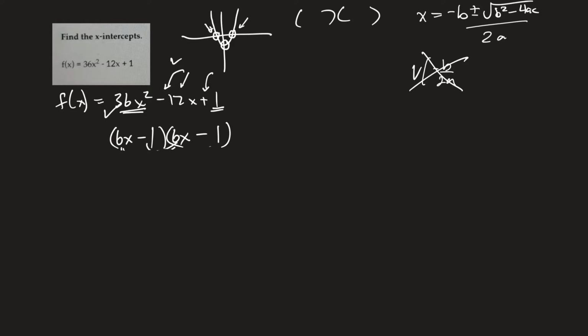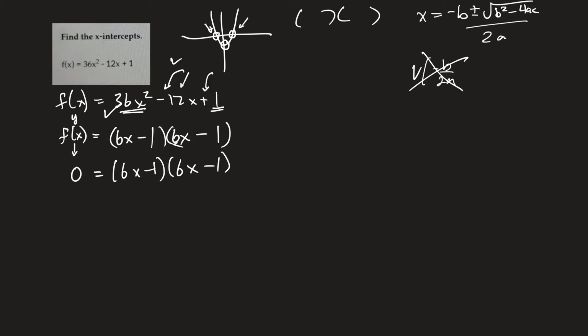So let me erase all this stuff. Okay, so I factored it correctly. This is equal to f of x. Now, to solve for the x-intercepts, I put a 0 in for y. So this is y, or f of x. You can call it y or f of x. So I put a 0 in for that, and then I solve the equation.